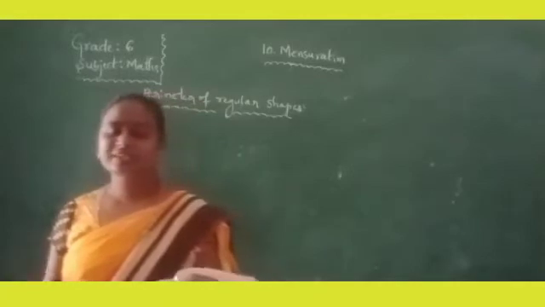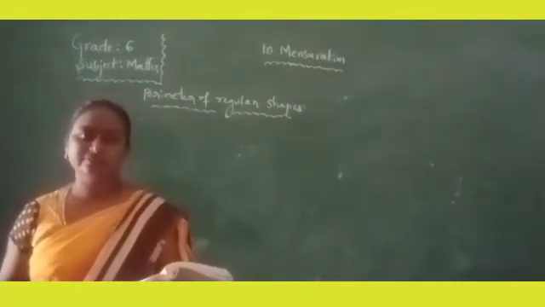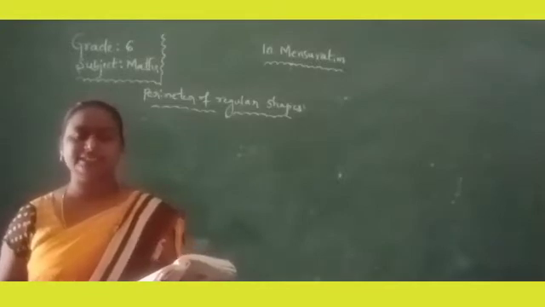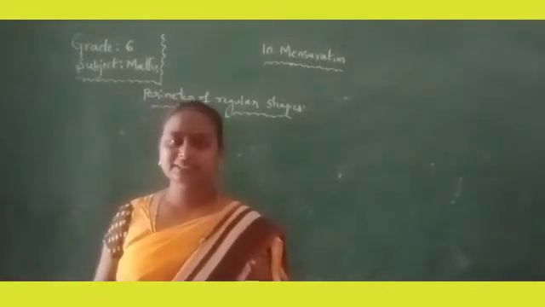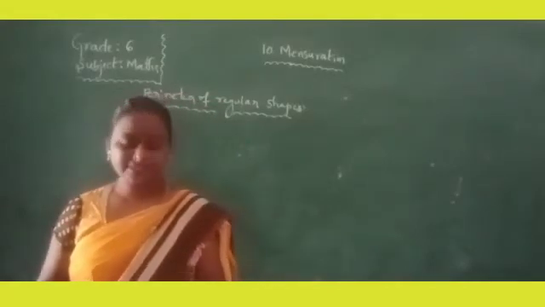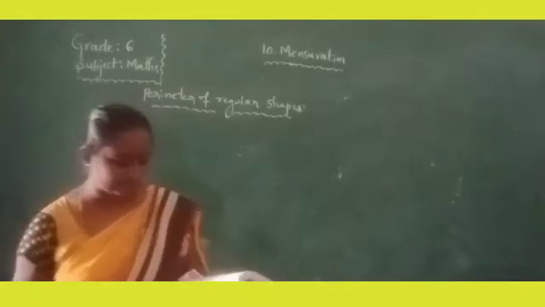So which are regular shapes? For those shapes, the perimeter you have to find. So you have to measure the lengths and finally add all the lengths of the figure. So write the perimeter of each and everything. This one I am giving to you as homework.